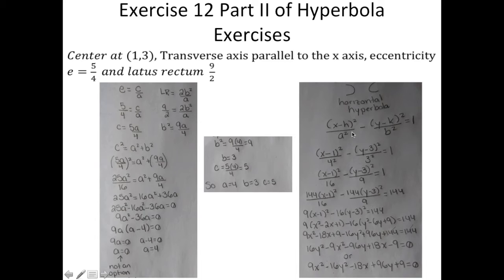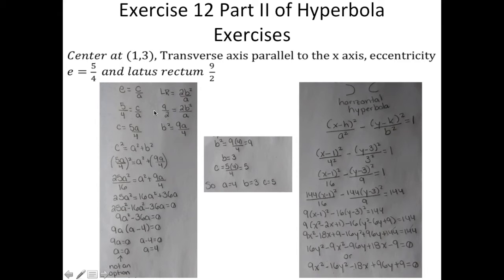To find a and b, we need to use the eccentricity that they give us and the latus rectum. I know that the eccentricity is c over a, and that it's 5/4. So c over a is equal to 5/4. And then I have another equation, the latus rectum, which is equal to 2b squared over a. I know that it's 9/2, so 9/2 is equal to 2b squared over a.